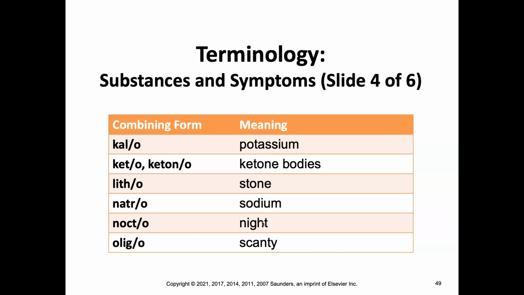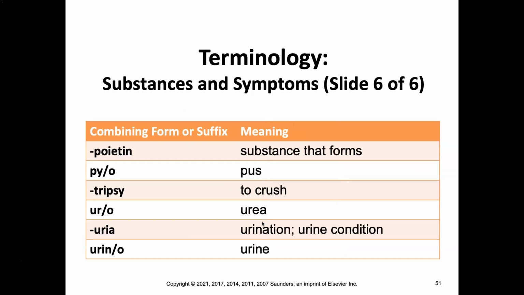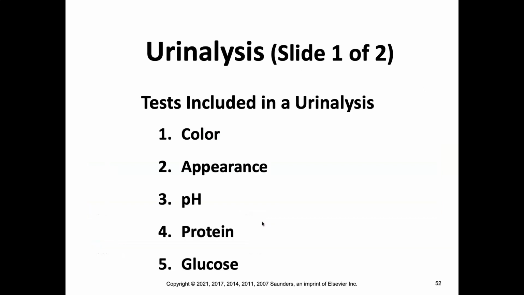natro, nocto, oligo. Now let's talk about some suffixes that are mixed in with combining forms. Not sure why they did it this way, but they give us a few of both. Poetin, pio, tripsy, euro, urea, urino. And now we have moved on.